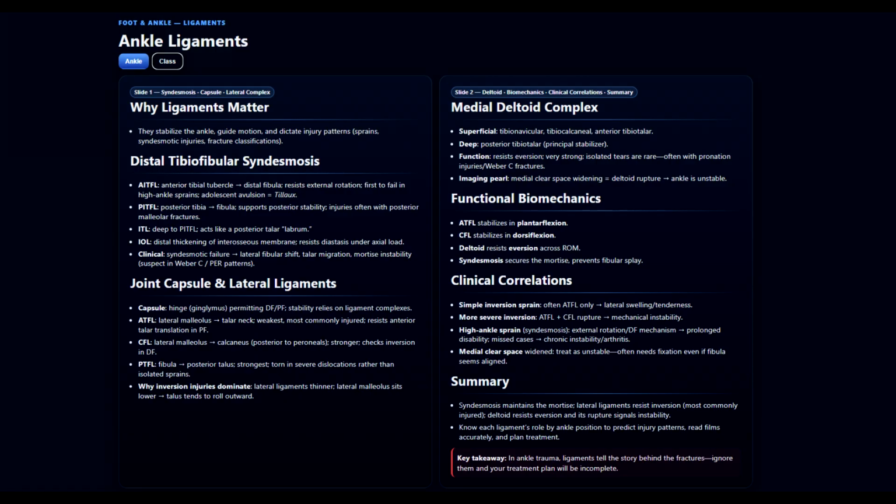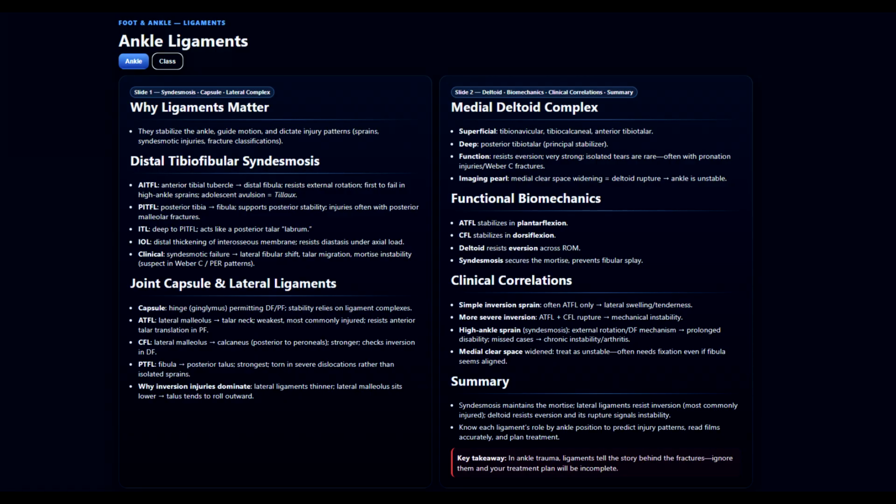It is thick, strong, and rarely injured in isolation. When disrupted, it is usually in the setting of severe pronation injuries or in combination with fractures such as Weber C fibular fractures. In radiographs, medial clear space widening indicates deltoid rupture, and this is always a sign of instability.